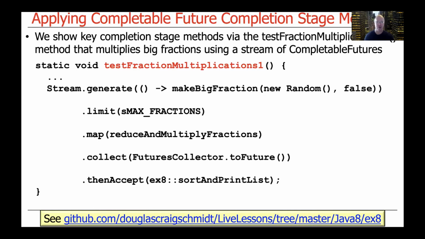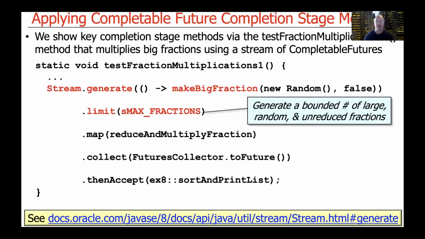But if you look at the code, you can see it's very heavily commented. So there's other examples of doing this kind of computation in the case study example. So let's take a look and see what test fraction multiplications 1 does. So what it's going to do is it's going to actually combine Java streams, in this case a sequential stream, of course, together with completable futures.